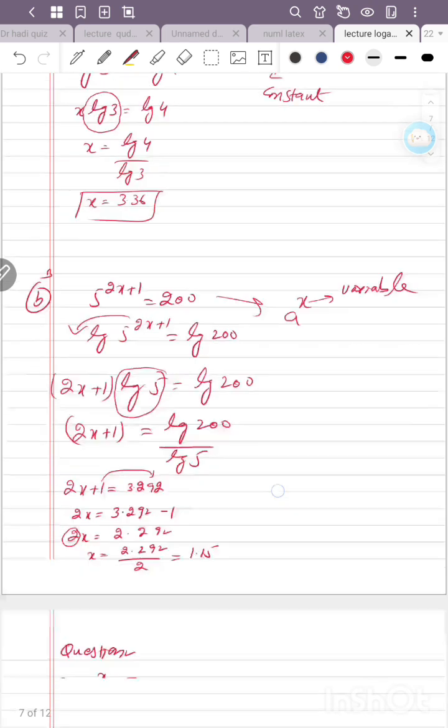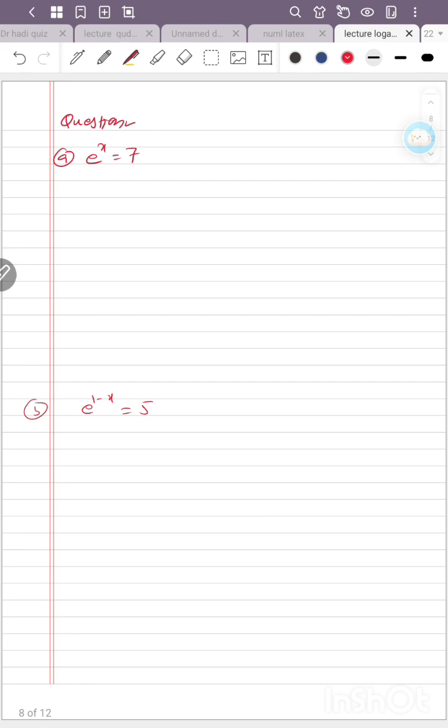Okay, now we will go to the next part. We have a question with exponential powers. So how do we solve this type of question? It's very simple. Now remember, you have e power x, and the power is also variable. If you have an exponential whose power is variable, you take natural log both sides.